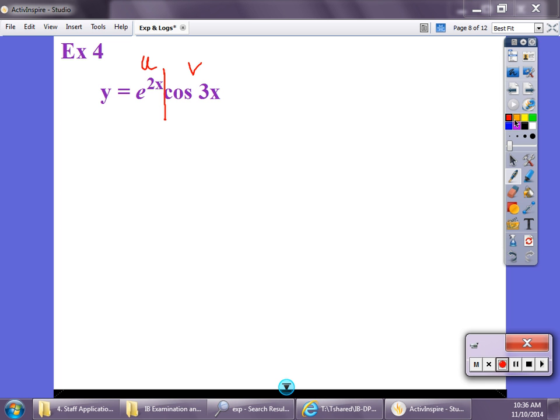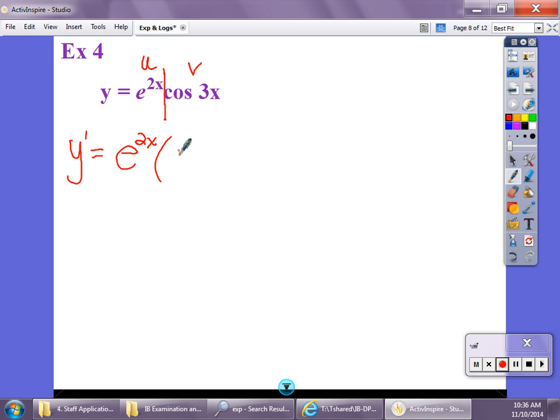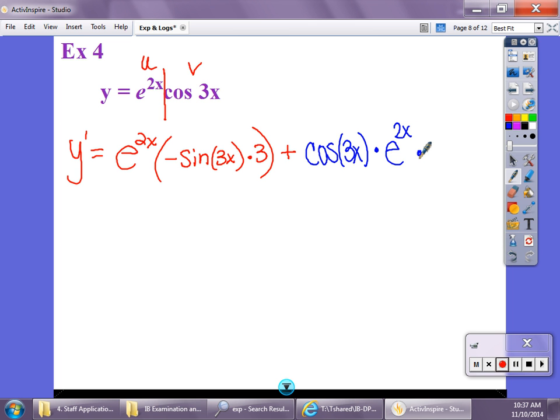Let's go. So product rule, y prime, the first, e to the 2x, times the derivative of the second. Derivative of cosine 3x, negative sign, leave the inside alone, times the derivative of the inside, which is 3. Plus, so we really did chain rule and product rule here. Keep going. Plus the second, cosine 3x, times the derivative of the first. All right, this is new. E to the 2x times 2. Very good.